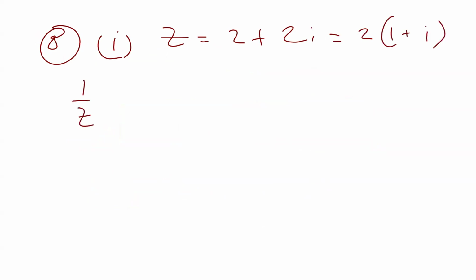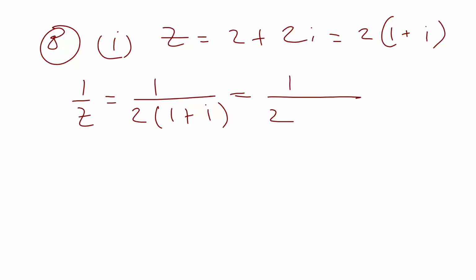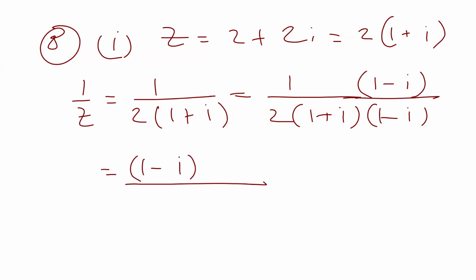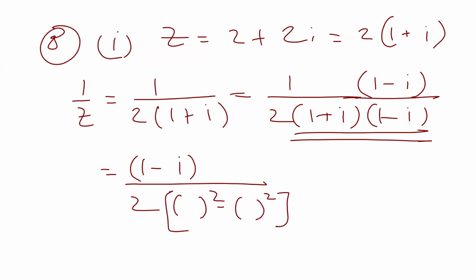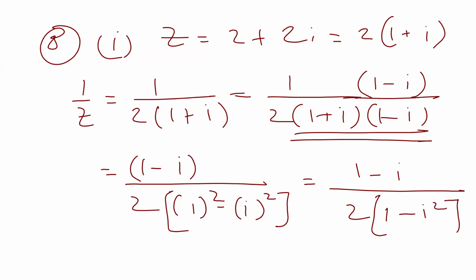Z is equal to 2 plus 2i, which is 2 into (1 plus i). I'll just take this 2 common over here. So the multiplicative inverse is 1 upon z, 1 upon 2 into (1 plus i). So multiply and divide with the conjugate of the denominator, 1 minus i. 2 will remain as it is. (a plus b) into (a minus b) is a square minus b square. So this is 1 and this is i. So 1 minus i square. Now i square being minus 1.